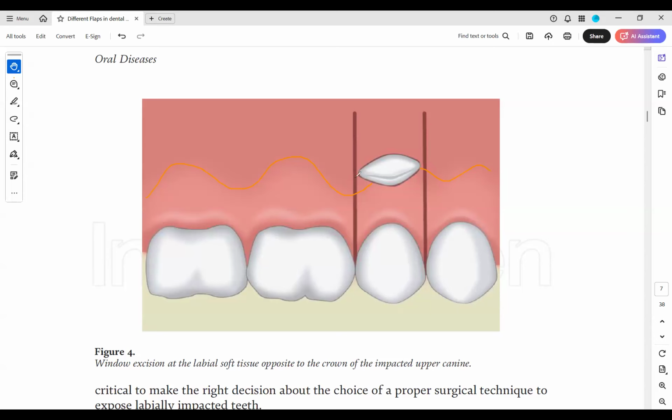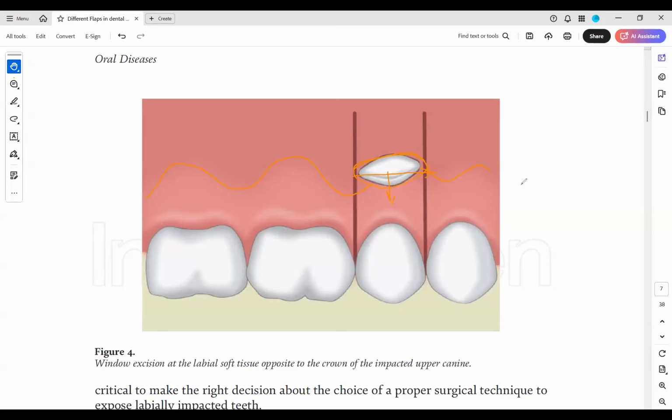So if your canine tip is very close to your mucogingival junction, even if the tip is slightly close and positioned coronally, now tell me what would be indicated. And the bone above the canine also should be minimal. This is your open procedure then.